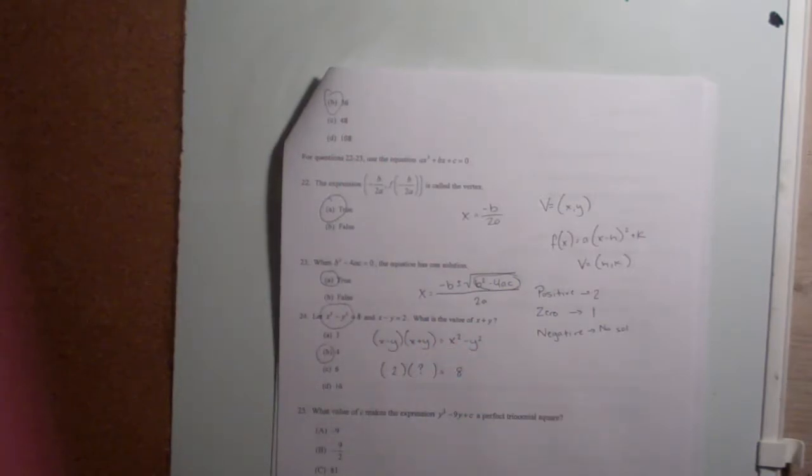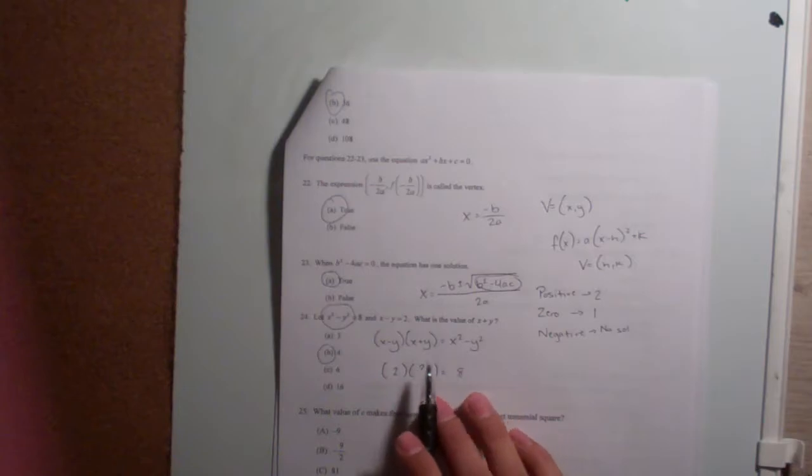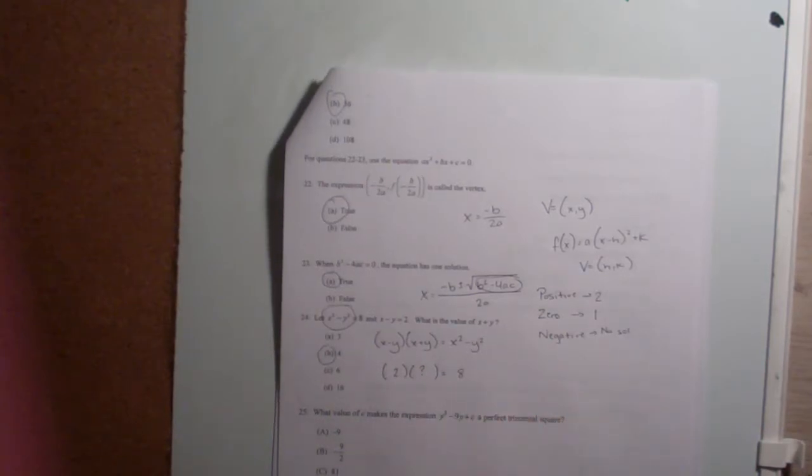Okay, this problem is not testing whether we can multiply. It's testing whether we can see this property here and use that, given what we have, to get what we need. Okay. All right, number 25.